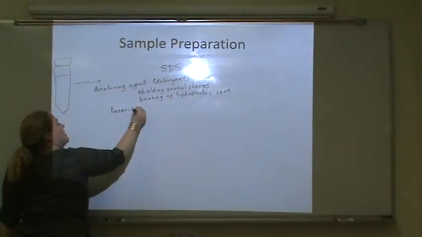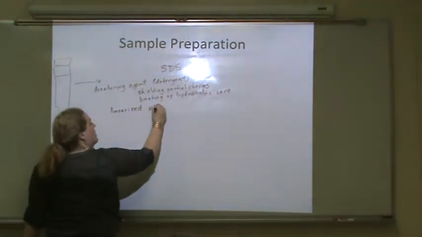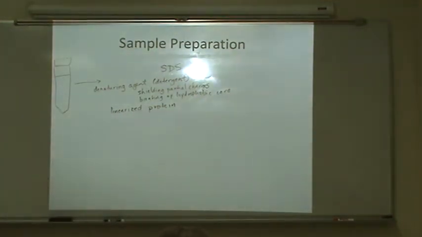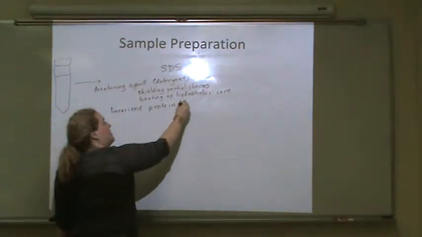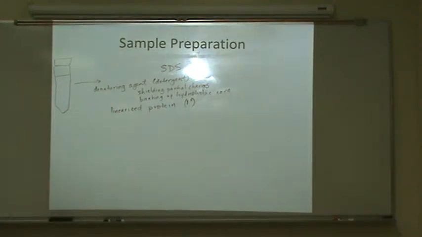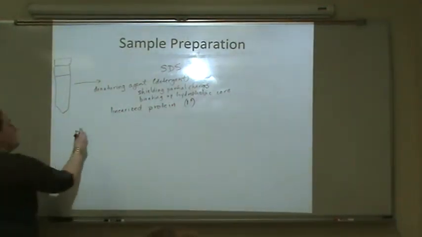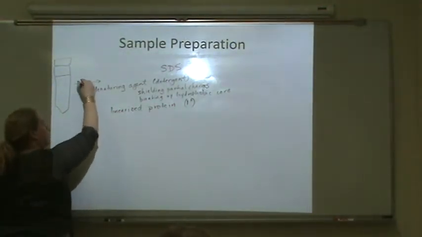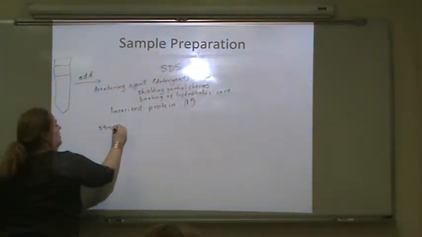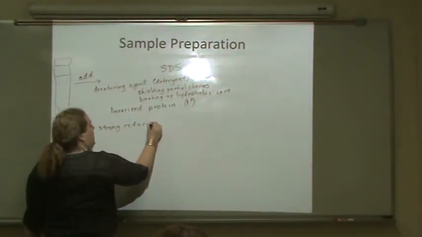And what you want is a linearized protein that shows what type of structure. What type of protein structure are we going for? We don't want just primary right now. We want just the primary structure. We want a stretched out amino acid chain. Often, you may also add, these are things that we're adding, a strong reducing agent.